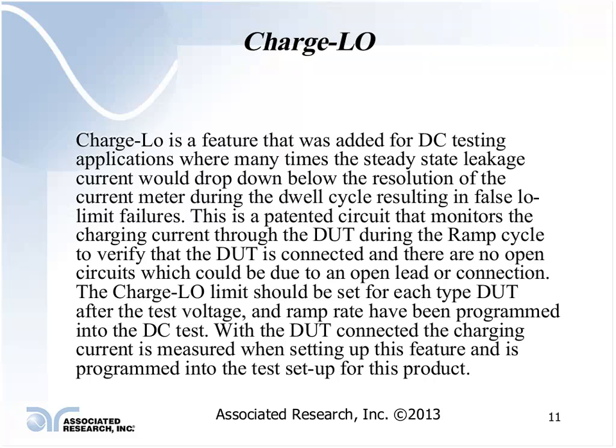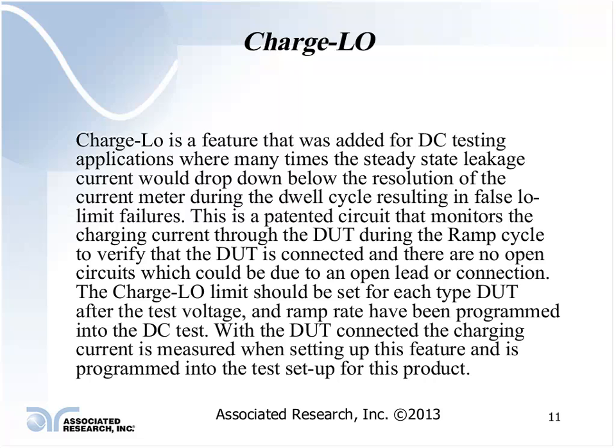So one way of guaranteeing that we are performing a test, if you're doing DC, was that we monitor the charging current upon initially applying the voltage. This is what we call our charge low feature. And this was added for DC applications where in many cases the steady state leakage current would drop down below the resolution of the current meter during the dwell cycle, and it resulted in a false low limit failure. Okay. The low limit circuit is a patented circuit.